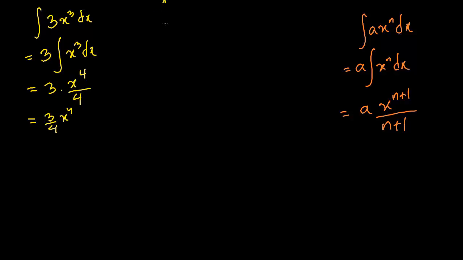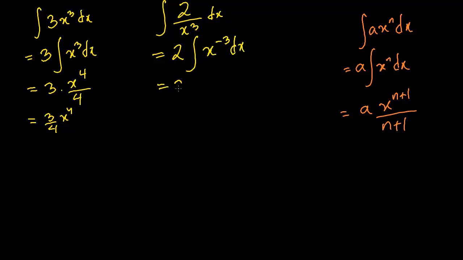If it was 2 divided by x cubed, in that case, we cannot integrate unless we bring this variable upstairs. So it would be 2 multiplied by x to the power minus 3. Now it's a bit tricky. Remember, when you increase minus 3 by 1, it actually becomes minus 2. So divided by minus 2. So this 2 and this 2 cancel. It would be minus x to the power minus 2.